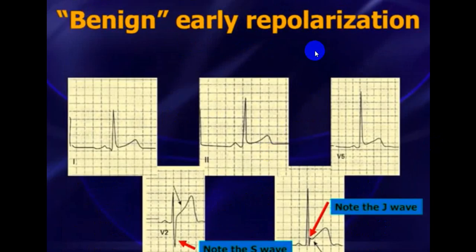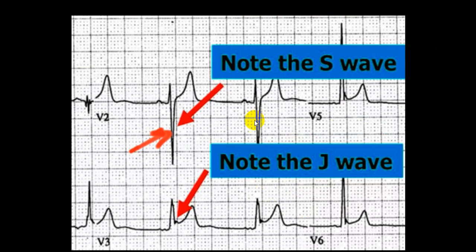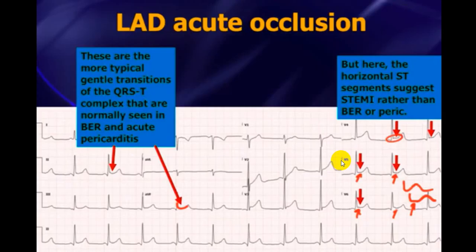So in a benign early repolarization, as we already mentioned, there will be a J point, and at the J point you will have a J wave, and in V2 or V3 you will have an S wave. So look for these two. If you get these two, it is benign. If it is not there, suspect STEMI. So clearly you can see the S wave, clearly you can see the J point. At the J point there is a fish hook appearance, so this has to be benign. S wave present, J point, you have got a notch, fish hook appearance, this has to be benign.